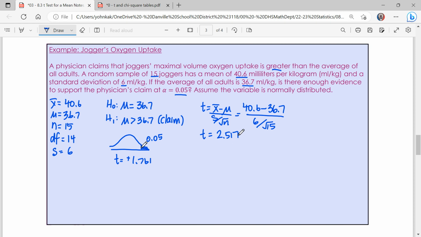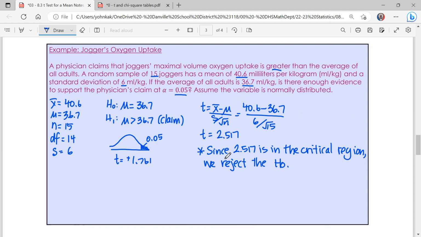So let's see, our cutoff is 1.761. Our test statistic is 2.517, so we are definitely in the critical region. So since 2.517 is in the critical region, we are going to reject the null. We reject the H0.